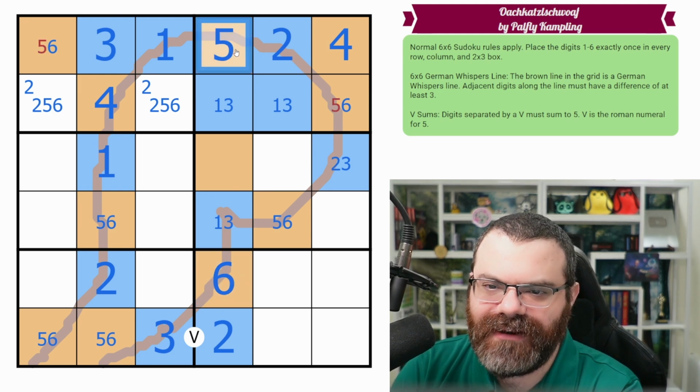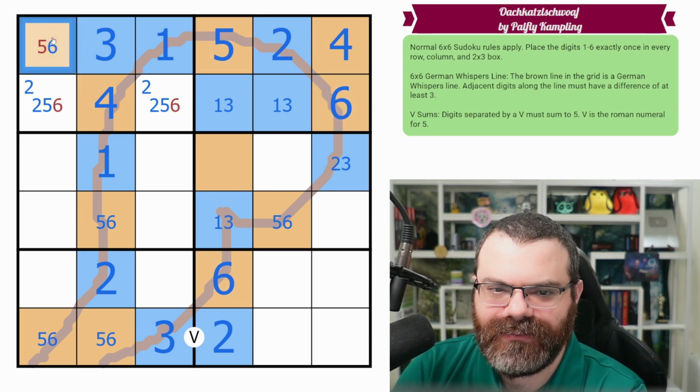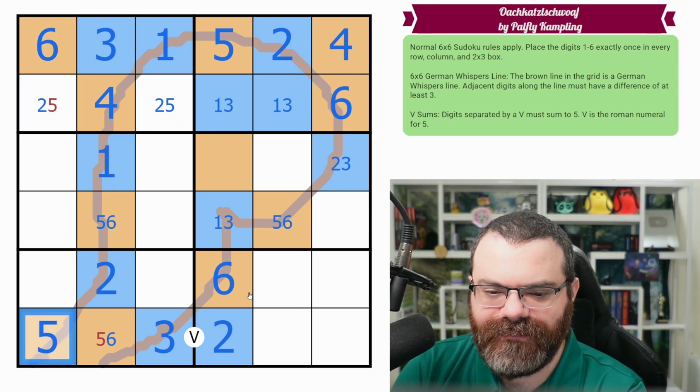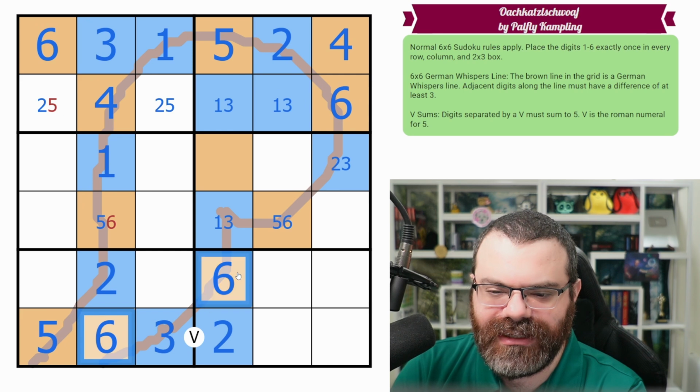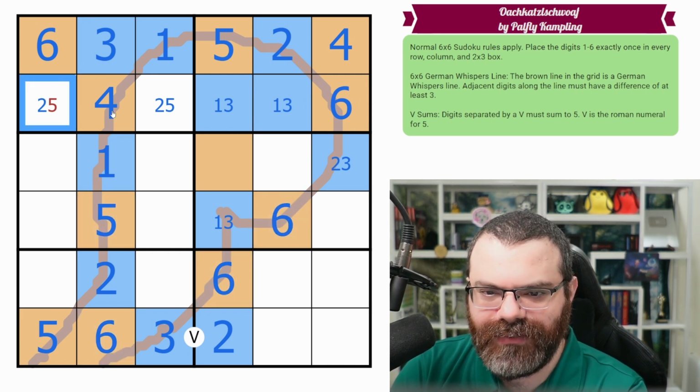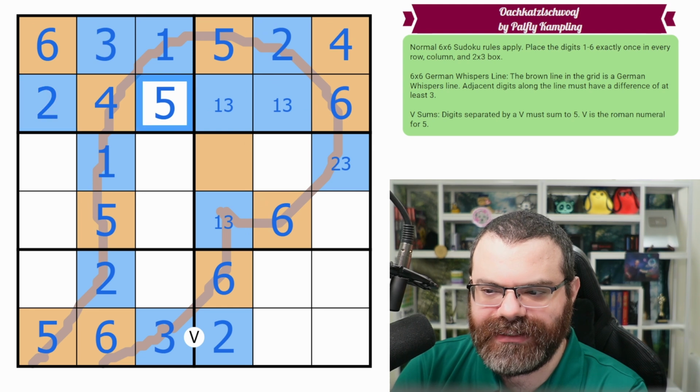So that makes that a 5. That makes that a 6. We get a 6 here as well. We get a 2, 5 pair here. We get the 5 and the 6 here. Right, 3 needed to be next to double 6. I don't know how I missed that. That's 5, that's 6. We get the 2 and the 5 here, so that's low and that's high.